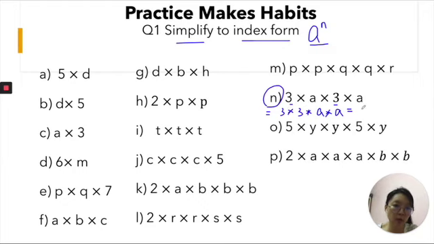3 times 3, we have 9. And a appears for how many times? 1, 2. 2 times. So the answer is 9a squared. So the others should be fine. Try it out and we'll discuss in the class.